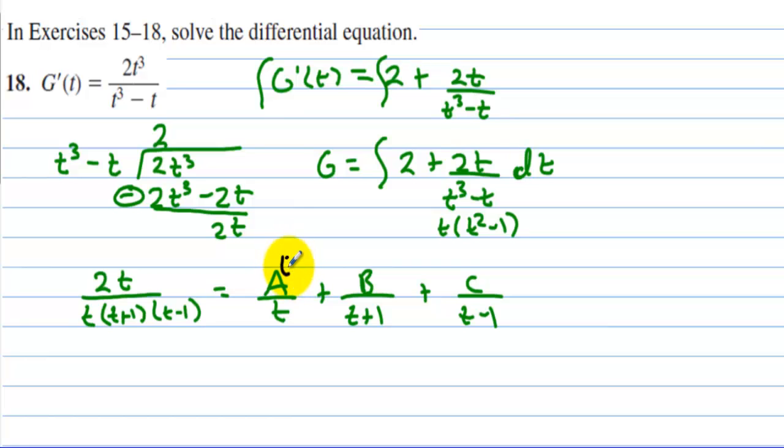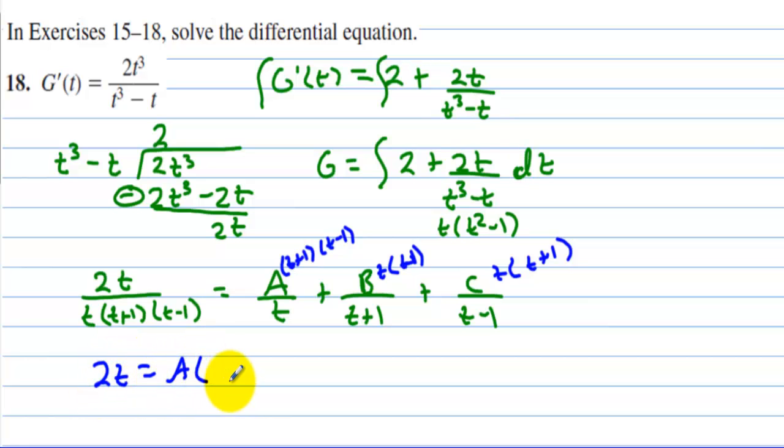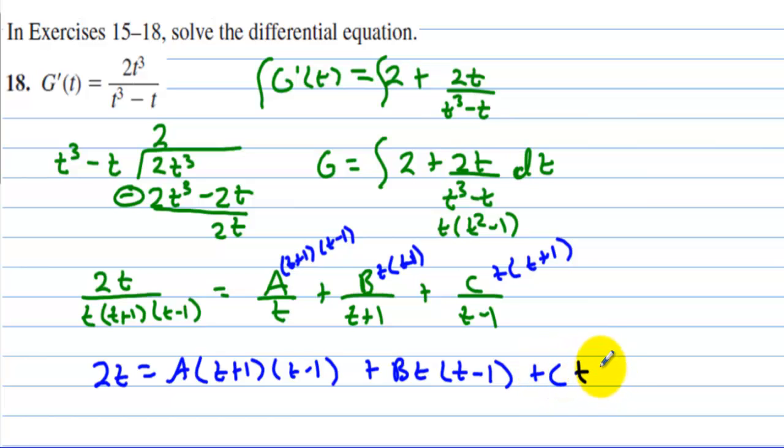We need t plus 1, t minus 1. On this one we need t and t minus 1, and here we need t and t plus 1. 2t now is equal to a times t plus 1, t minus 1, plus bt times t minus 1, and then plus ct times t plus 1.